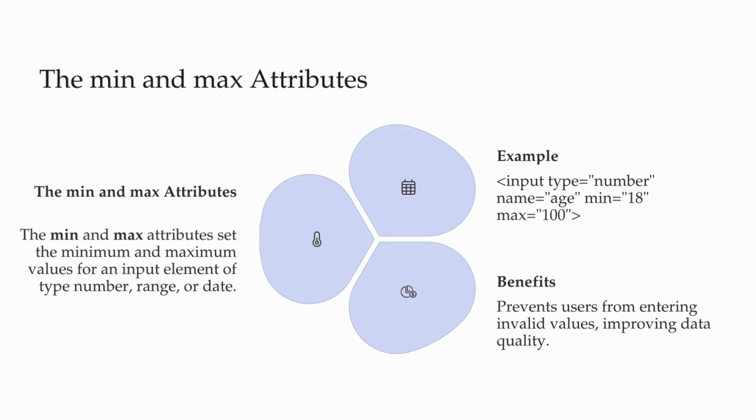The min and max attributes set the minimum and maximum values for an input element of type number, range, or date. Example: input type equals number, name equals age, min equals 18, max equals 100. Benefits: prevents users from entering invalid values, improving data quality.